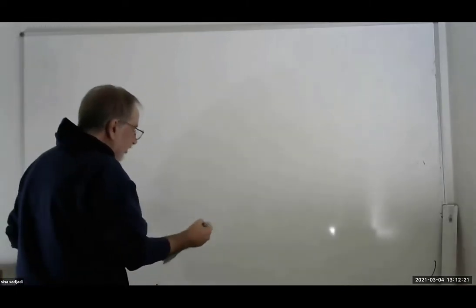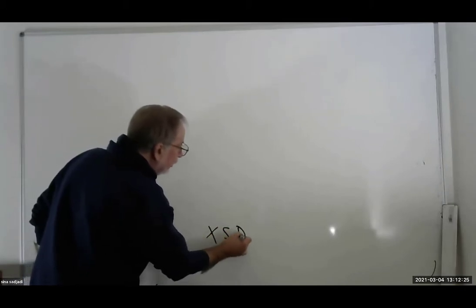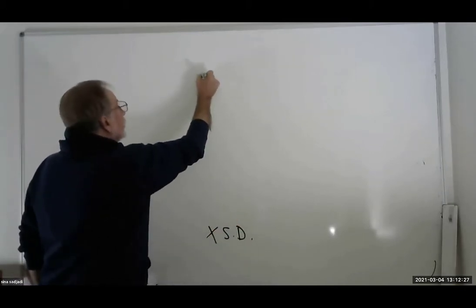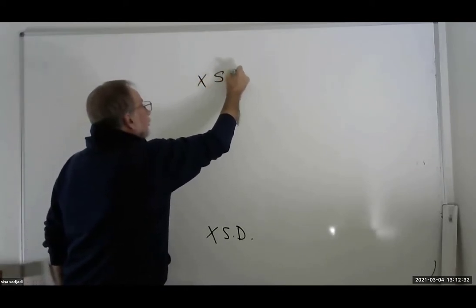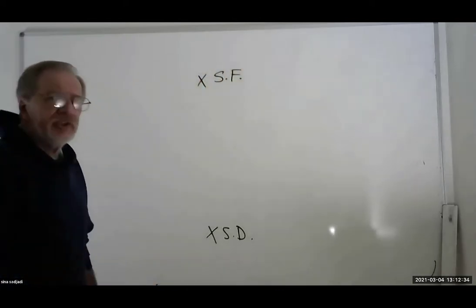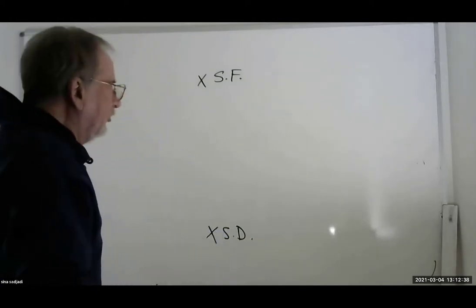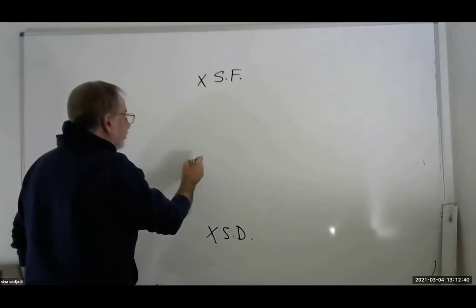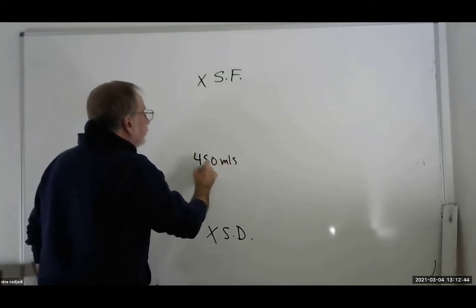So I'm going to give you an example here. This is San Diego, SD. And this is San Francisco, SF. I believe the distance between San Diego and San Francisco is like 450 miles. I've done that a few times. So this is 450 miles.